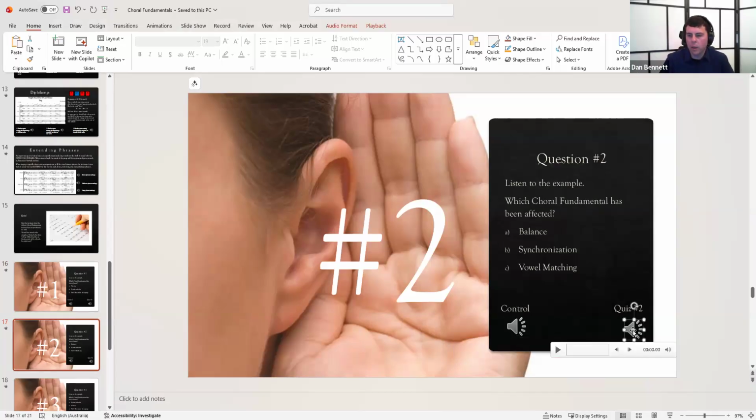That was the control, and now here's the quiz question. So identify whether it's been affected in terms of balance, synchronization, or vowel matching.